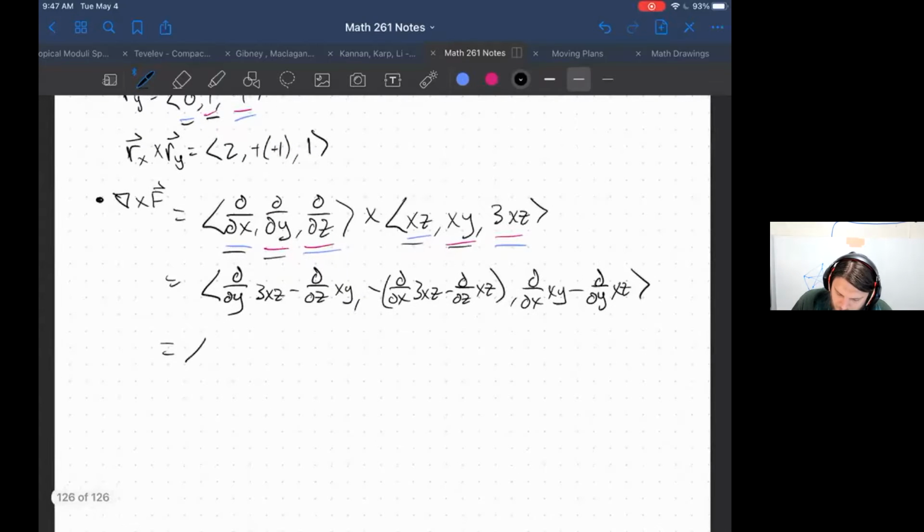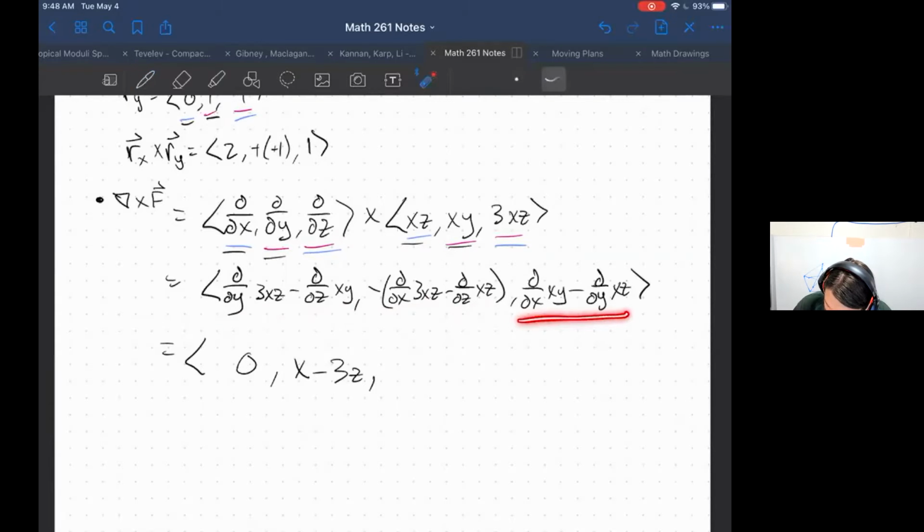Going through taking the partial derivatives. First component, you get a 0 minus 0. Second component, we have a 3z minus an x, put a negative out in front of that. So we get an x minus 3z. Third component, you get a y minus 0, so just a y.